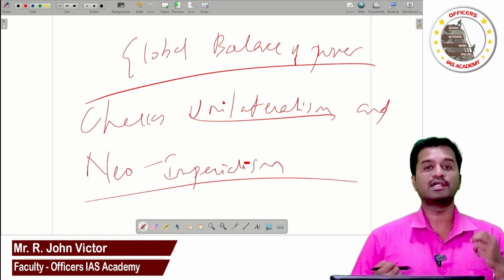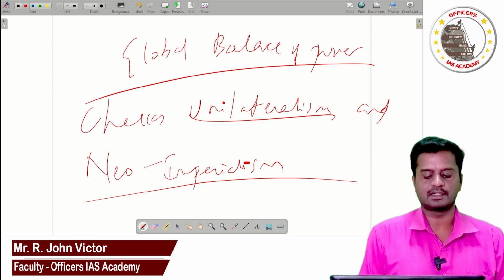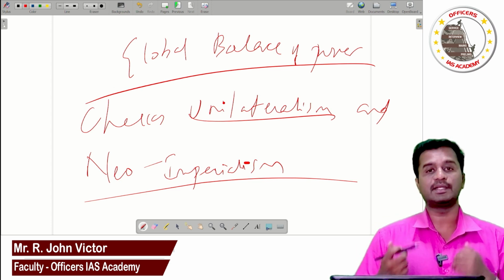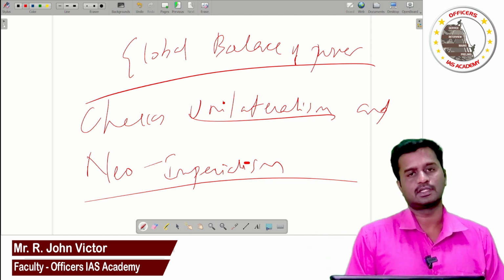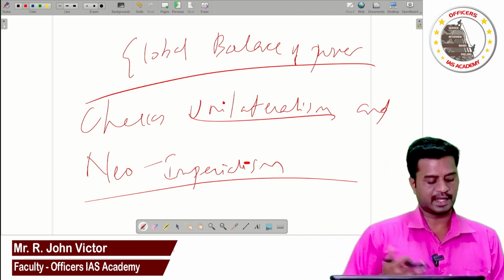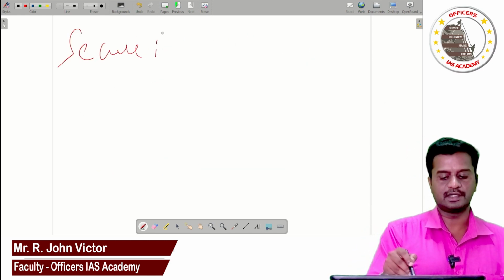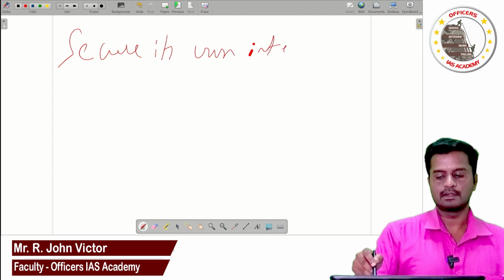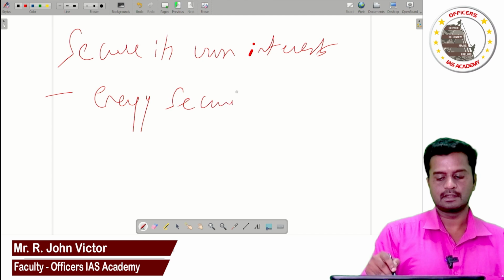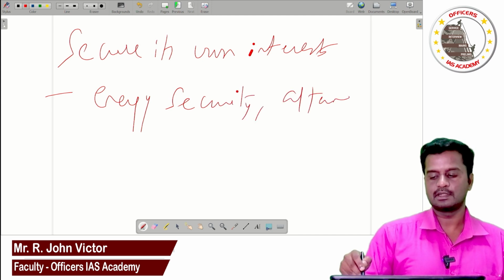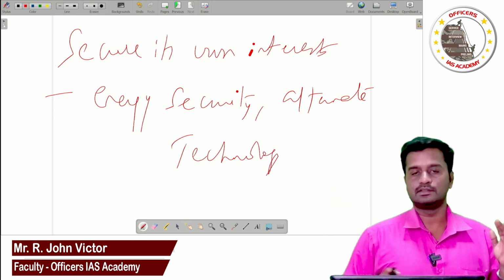Unilateralism means one country trying to dominate; disrupting the balance of power is called unilateralism. Neo-imperialism is indirect imperialism. Today, neo-imperialism is achieved through economic dominance. China does this through projects such as BRI. And through these, India can secure its own interest, especially in energy security, alternate technology, and so on, right? So this is how you write an answer.